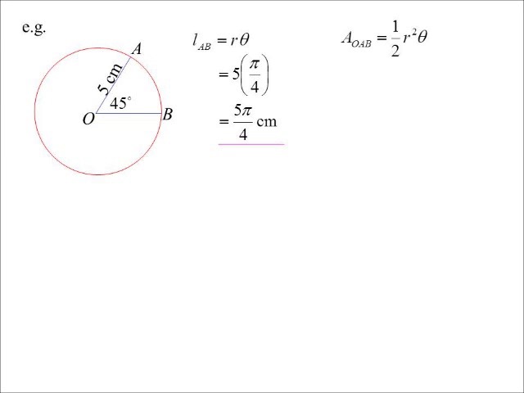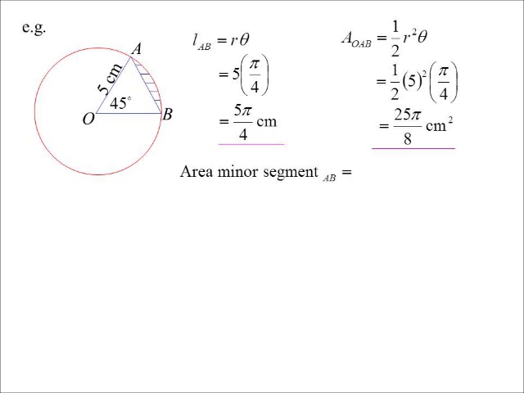And the area of our sector, again, I've got to use pi on 4, not 45 degrees. And there's the exact value, 25 pi on 8. So 25 on 8 times 3.141.